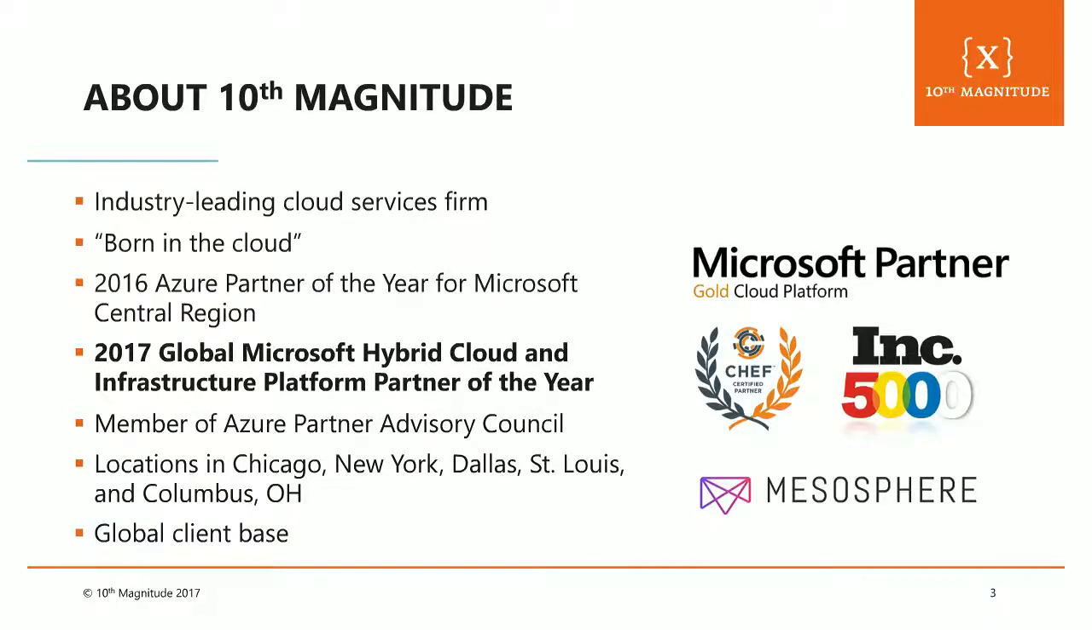Let's start off with a little bit of introduction here. 10th Magnitude, we are a professional services and managed services firm, specifically focused on Azure. We are a niche firm. We focus primarily on Azure, and our goal is to really bring the cloud and help organizations through the digital transformation process. We are 2016 and 2017 Azure Partner of the Year for the Central Region, as well as the 2017 Global Microsoft Hybrid Cloud and Infrastructure Platform Partner of the Year, an award we're certainly very proud of. We're part of the Azure Advisory and Azure Partner Council, and we've got locations headquartered in Chicago, as well as New York, Dallas, St. Louis, and Columbus. And our clients are reaching globally.